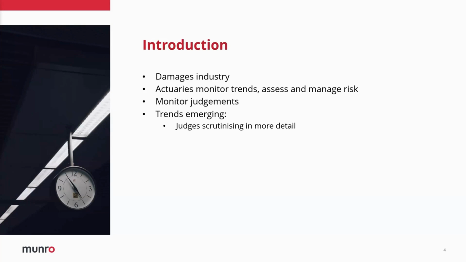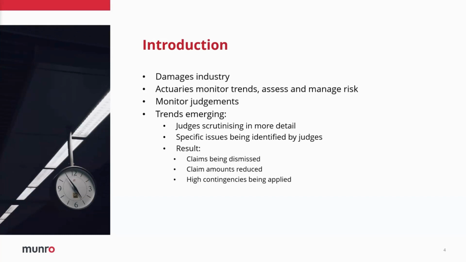At least the judgments we're seeing certainly indicate that judges are cognizant of the fact that the Road Accident Fund is absent and to some extent are stepping into the defendant's shoes. We're picking up certain issues that are being identified by judges, and some of these are problematic from the perspective of the plaintiff. We are seeing cases where claims are being dismissed, claims are massively reduced, or very high contingencies are being applied to claims or uninjured earnings, thereby reducing the claims.